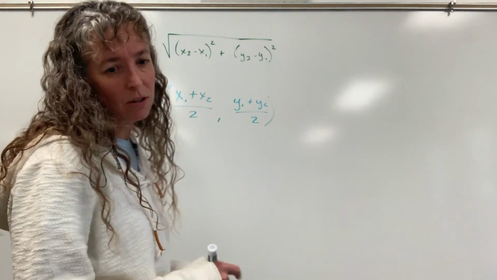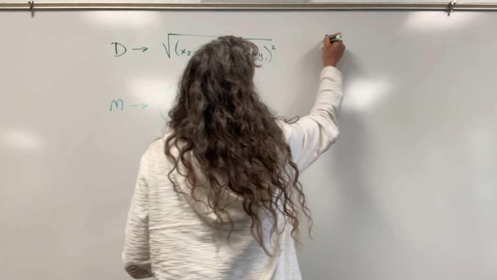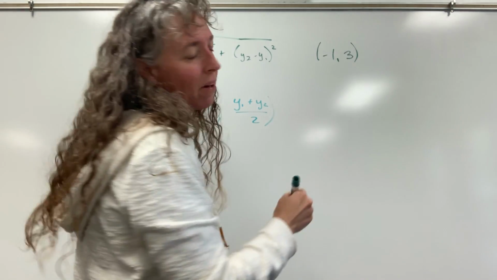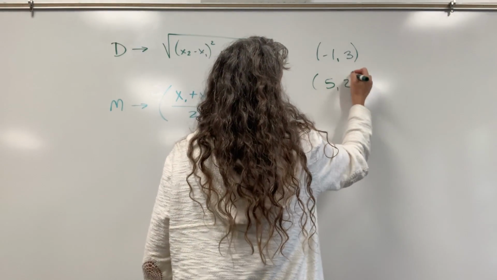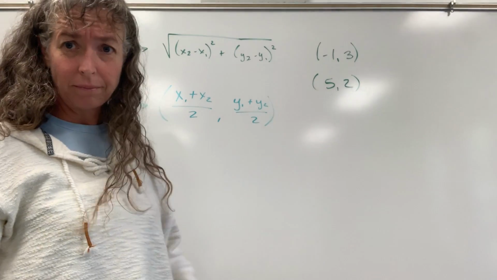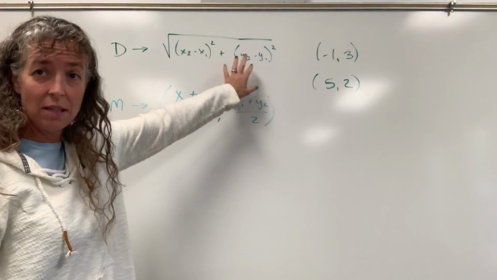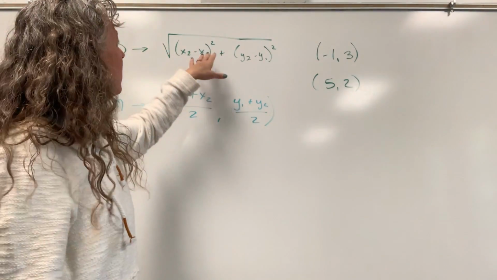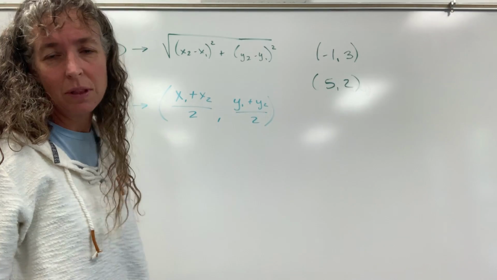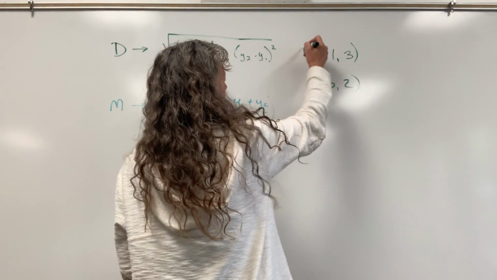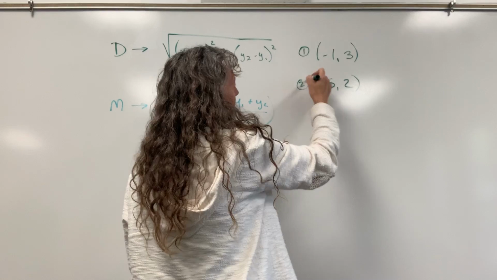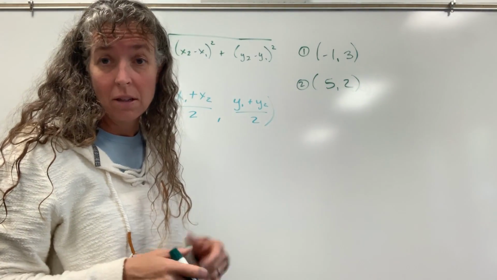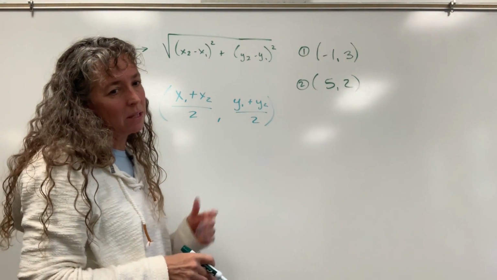Okay, our ordered pairs are -1, 3 and 5, 2. Okay, so in our formula, we have these little 1s and 2s. All that means is this x from the second ordered pair and the x from the first ordered pair. That's what those little 1s and 2s mean. So you just have to pick one of the ordered pairs to be number 1 and one of them to be number 2. And it doesn't really matter which one you pick to be what, as long as you're consistent. Okay, so I picked the first one to be 1 and the second one to be 2.